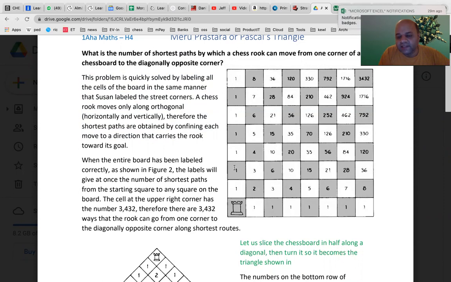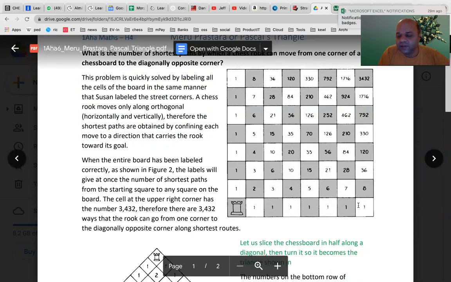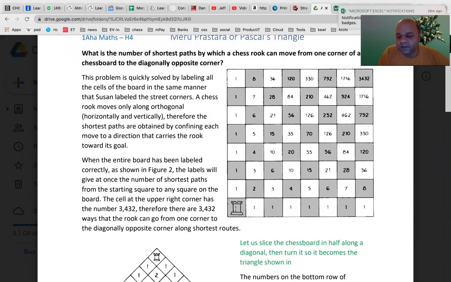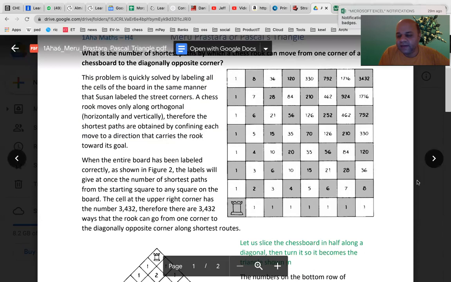How many ways can you reach A3? You can reach it only by coming straight like this, so there is only one way. Whatever the previous value is, that same value carries forward all the way, 1 1. Similarly, on the first rank, which is A1 to H1, everywhere the value will be 1, right? Then you go to the next one, the B2 square.